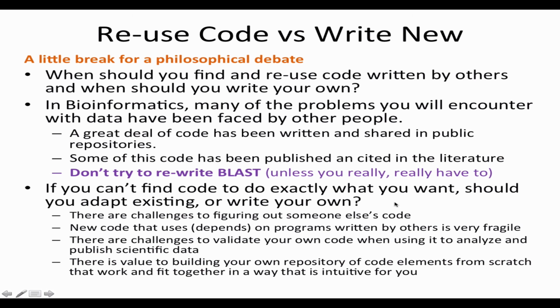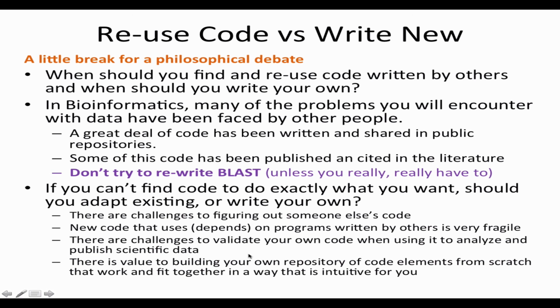Should you adapt existing code or write your own? So there's challenges to figuring out someone else's code, really getting in there to the point where you can make changes and get a useful result rather than just breaking it. New code that uses code from other people that has dependencies is pretty fragile, because those other codes will update over time, and now your code may or may not work with a different version of other pieces that it depends on.